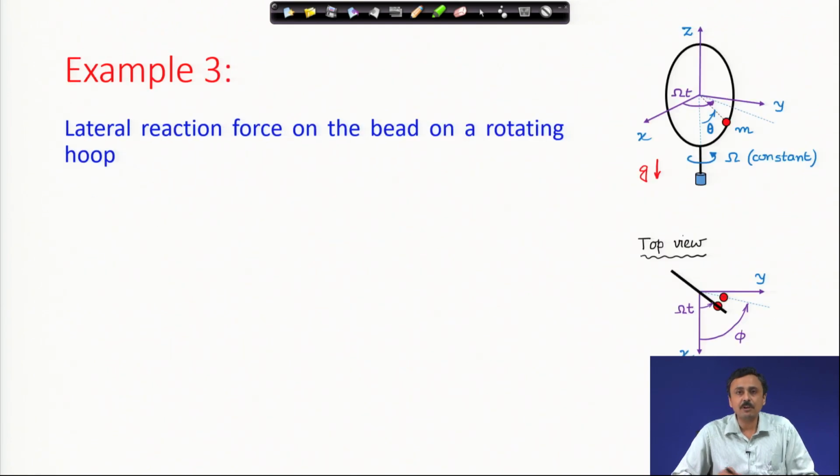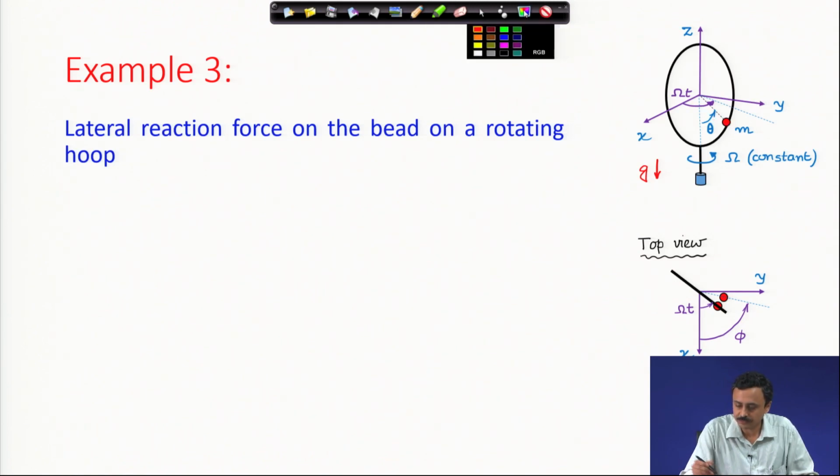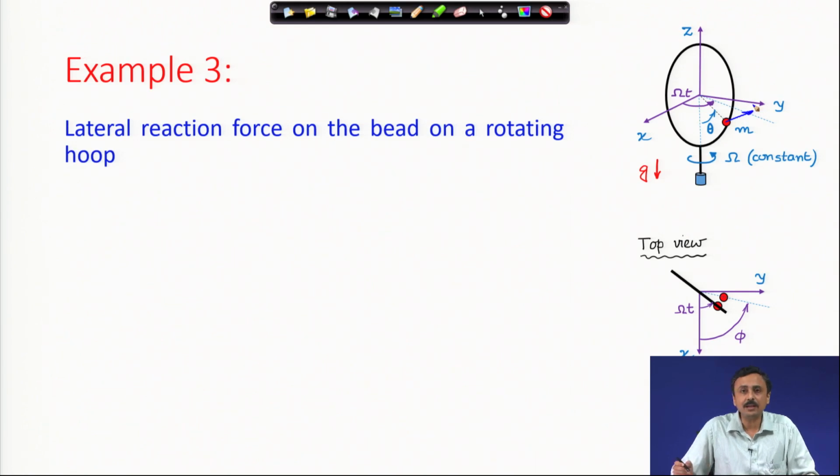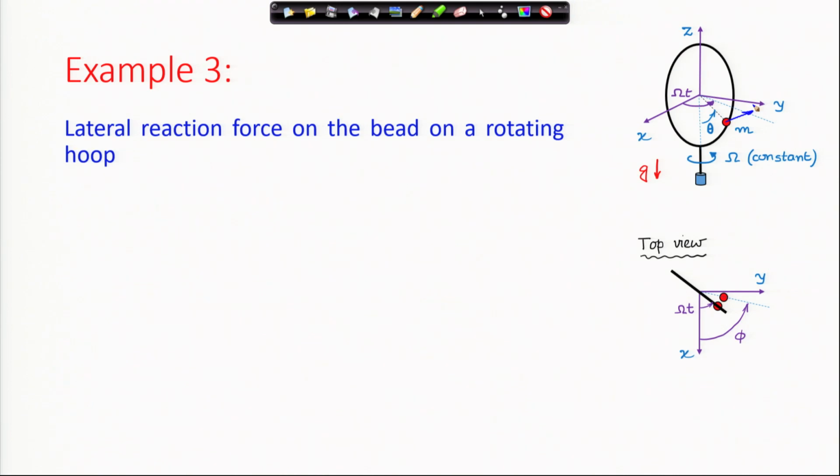We will start with this example of a bead on a hoop. The hoop is rotating at a constant angular velocity capital omega. I would like to find out the lateral reaction force on the bead which is on this rotating hoop. What is this lateral force? In this figure, it is the force that is acting on the bead in the xy plane. Now, that force is actually driving the bead.